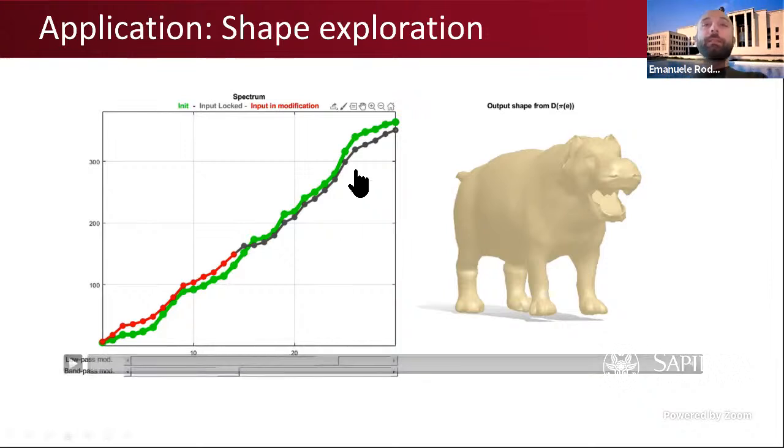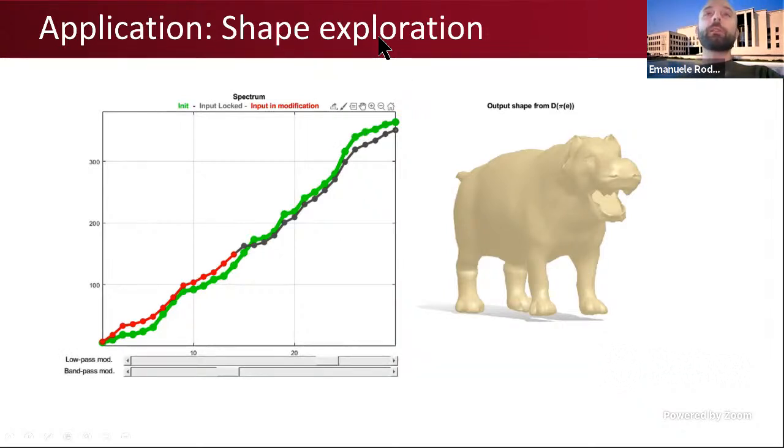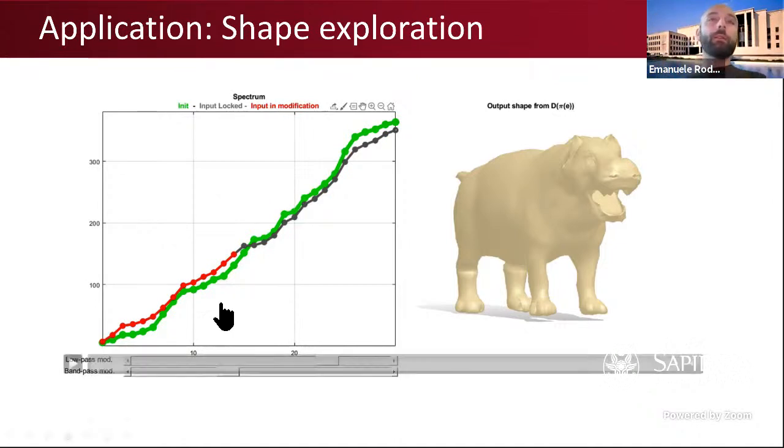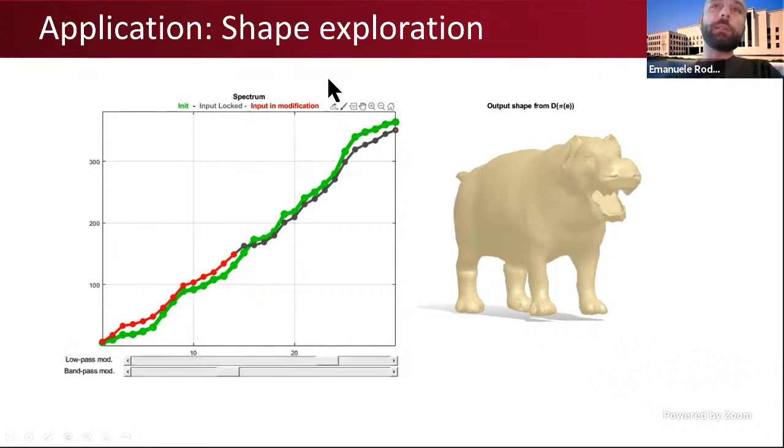So you see that this is what we call a shape exploration application, because imagine that you're given a data set of animals, you want a way to explore this space continuously. And you want it to be semantically meaningful. So how can you explore? Well, if you want rounder animals, amplify the low frequencies. If you want thin or slimmer animals, amplify the high frequencies. Okay, so this kind of introduces a new paradigm for shape exploration.